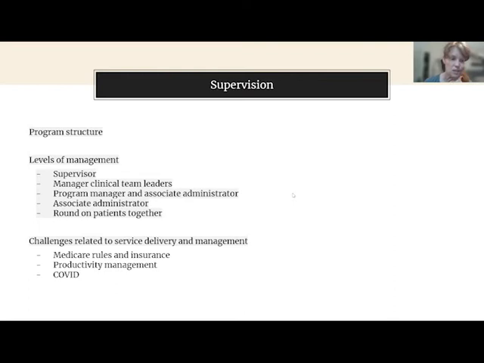A lot of the challenges they talked about related to service delivery and management are pretty typical ones. Medicare rules can be complex, and lack of insurance can be complex, especially in terms of admitting people to the hospital. If someone doesn't have insurance or Medicare doesn't qualify, they have to do these weird processes where they basically admit them, but they can't call it admission. Productivity management is always a hot button issue. And then COVID, of course, even in terms of transporting the patients, are all things that this administration and this structure has to deal with.